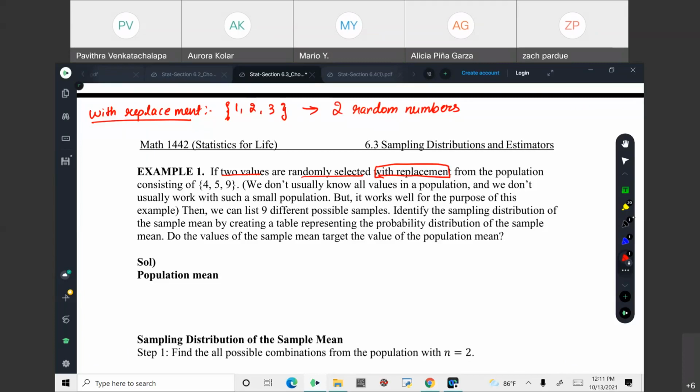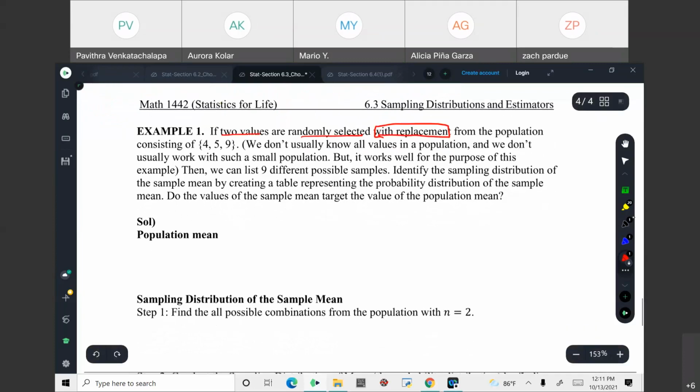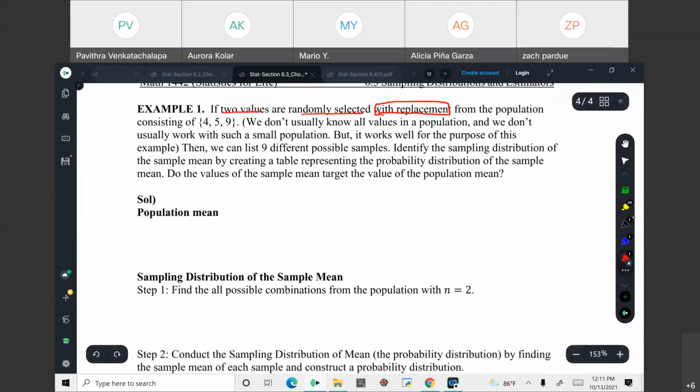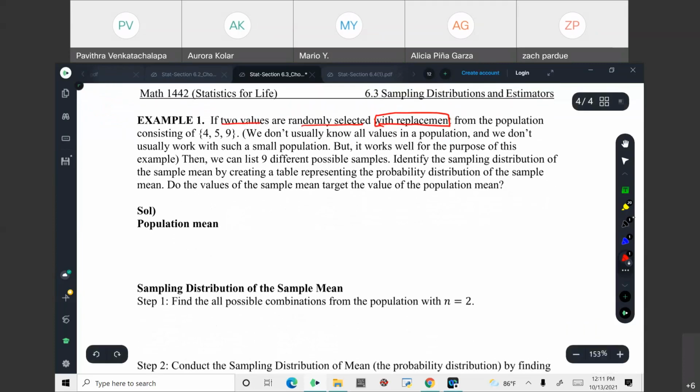Without replacement means if I take one number from a hat, I should not put that back into the hat. I should just throw it away. So that is the meaning of with replacement. Okay, coming back to the example.